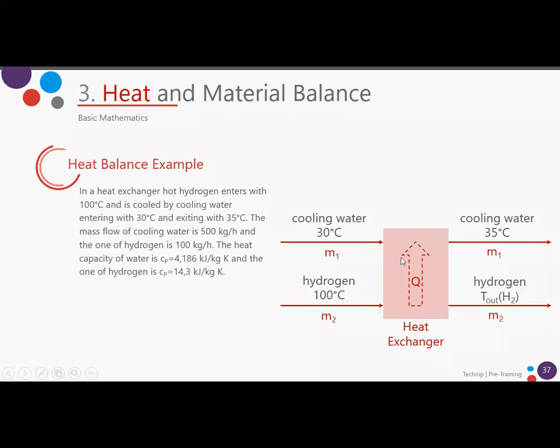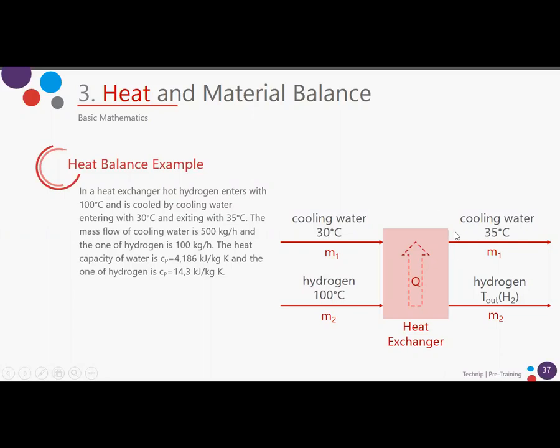So we always have a hot and a cold side in a heat exchanger. No material is exchanged in a heat exchanger normally, okay? Just energy is exchanged, and the energy is called Q. We also assume for this problem that all energy from hydrogen is transferred to cooling water without losses, okay? That, of course, in reality never happens, but for this equation, we will assume.